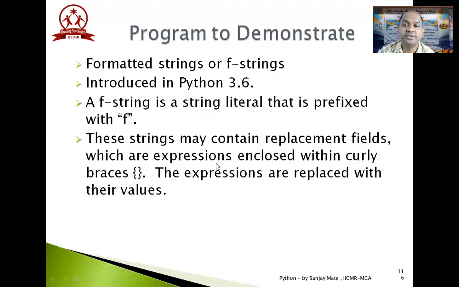The next is Fstring. Now Fstring was introduced in Python 3.6, and Fstring is very common to use and very easy to use as compared to the format. For the Fstring we need to use F as a prefix and write the string after that. Let's see how we can use it. These strings may contain replacement fields, which are expressions enclosed within curly braces. The expressions are replaced with their values. So here we are replacing the expression with the values.